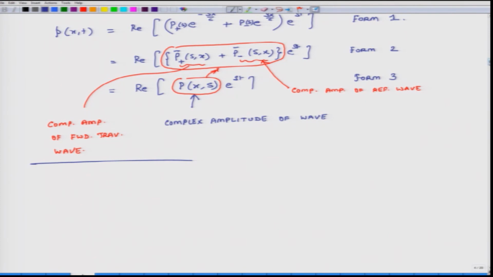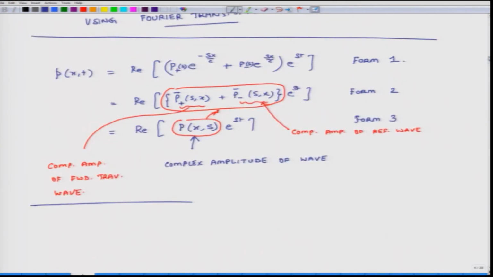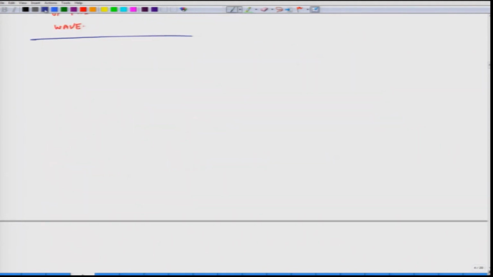So, the next thing is, we can develop similar relations for velocity as well. We have developed the transmission line equation for pressure, and by analogy I can have a transmission line equation for velocity. So, u of x, t is equal to the real part of u plus s e to the power of minus s x over c plus u minus s e to the power of s x over c, times e to the power of s t.